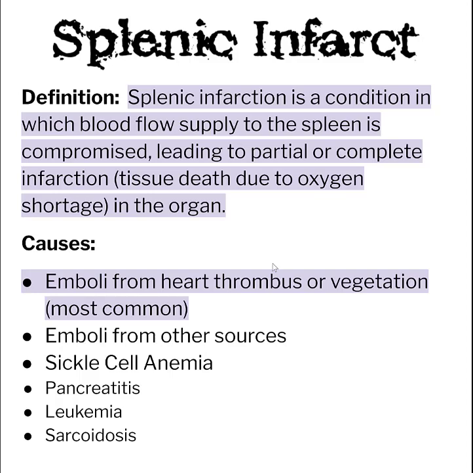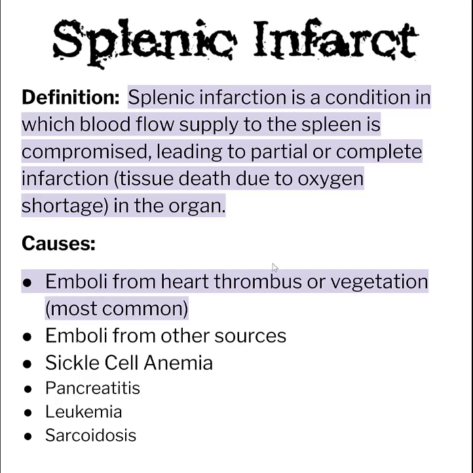Most common reason for a splenic infarct is emboli from heart thrombus. So we talked about how those mycobacterium infections from the heart can go into the spleen and cause abscesses. Kind of the same idea. If there is a clot or a thrombus building up within one of the ventricles, specifically the left ventricle of the heart, that can break off, travel through, head up to the spleen, and block off the small capillaries, causing an infarction. We can also get emboli from other areas that can break off and head to the spleen.